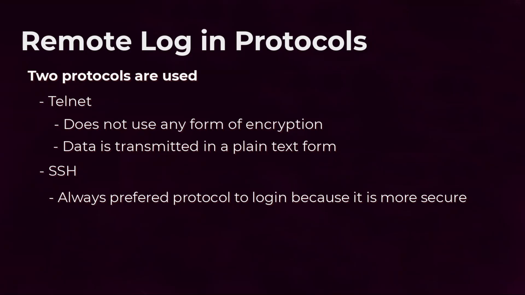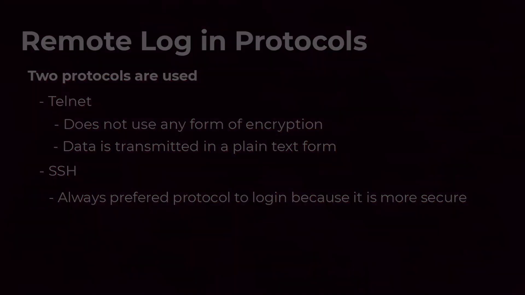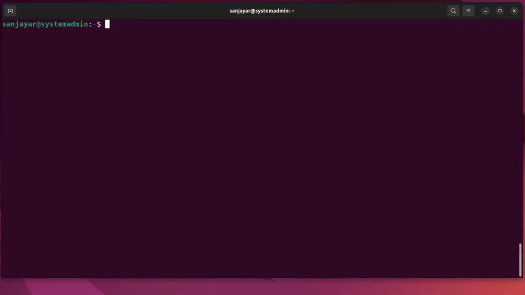Now that we know the difference between the protocols that are used to log into a system in a remote location, let's move on and see how we can use SSH for the same purpose. Currently, I am logged into my local PC which is running Ubuntu. To log into a remote server using SSH, we should open the terminal and type ssh space username at hostname or the IP address of the remote server and then hit enter.